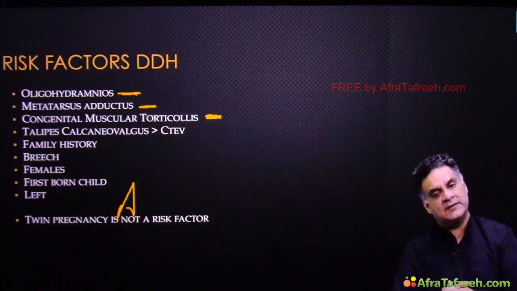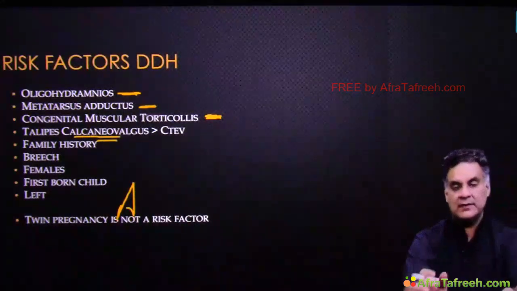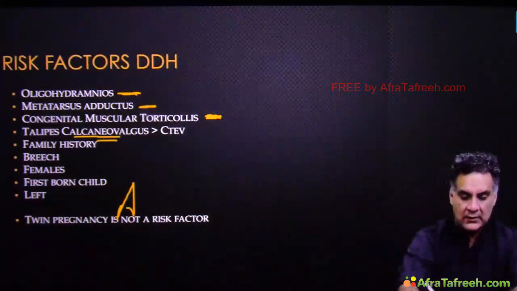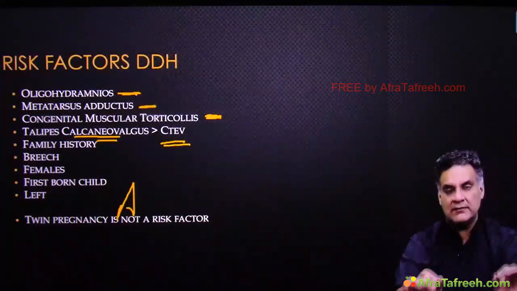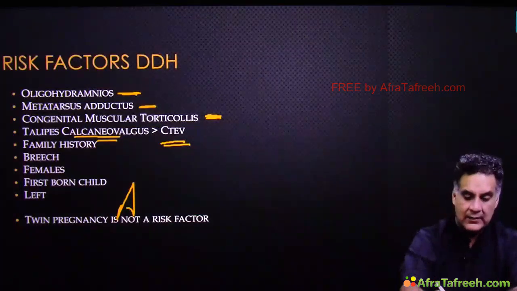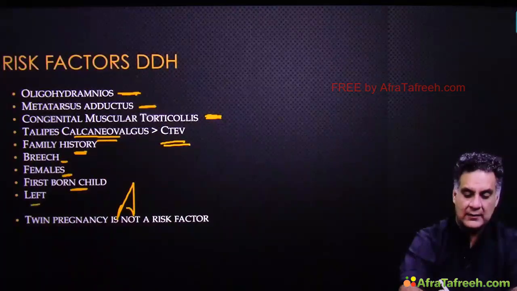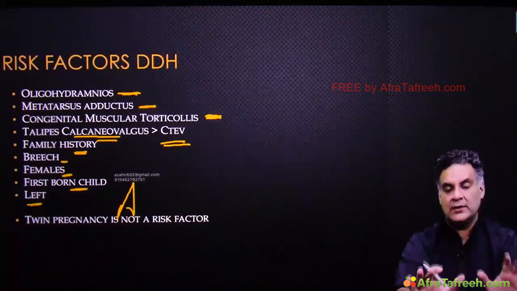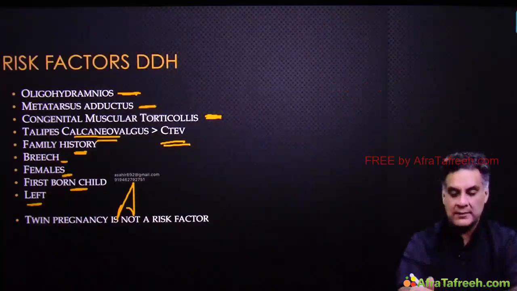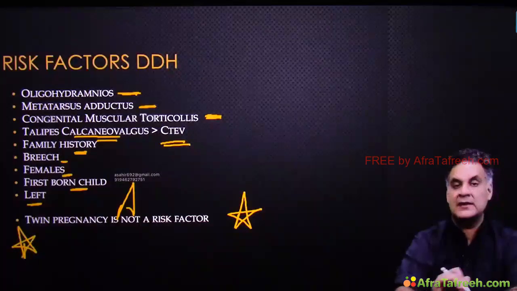This is again associated with DDH. Talipes calcaneovalgus means the heel is prominent, as compared to CTEV where the heel is less prominent. These are all the risk factors. Family history, breech presentation, female child, firstborn child, and the left side. They're all the risk factors. Remember, twin pregnancy is not a risk factor in DDH.